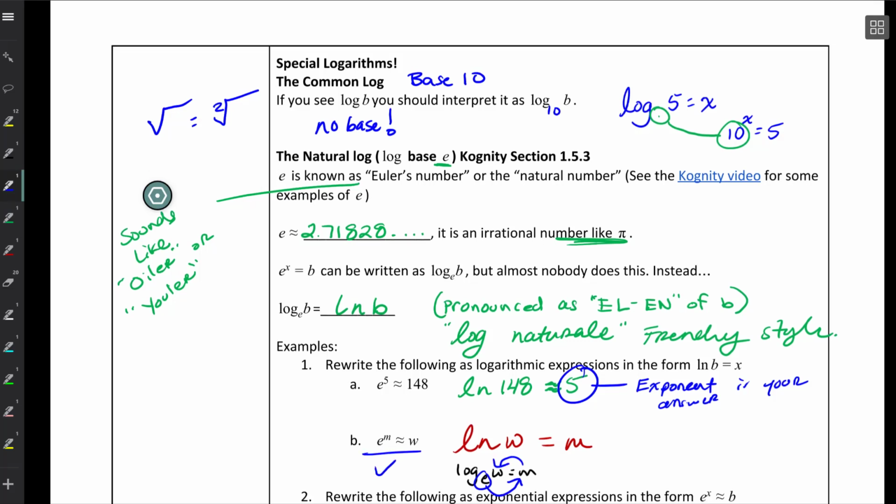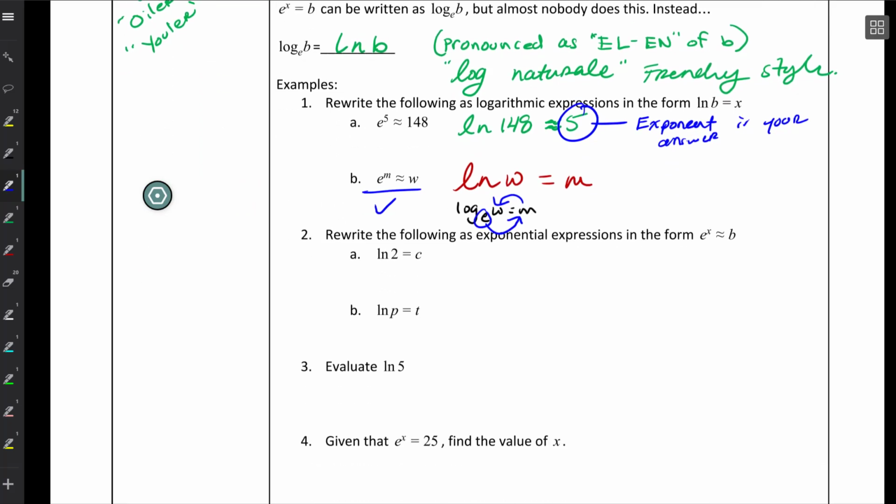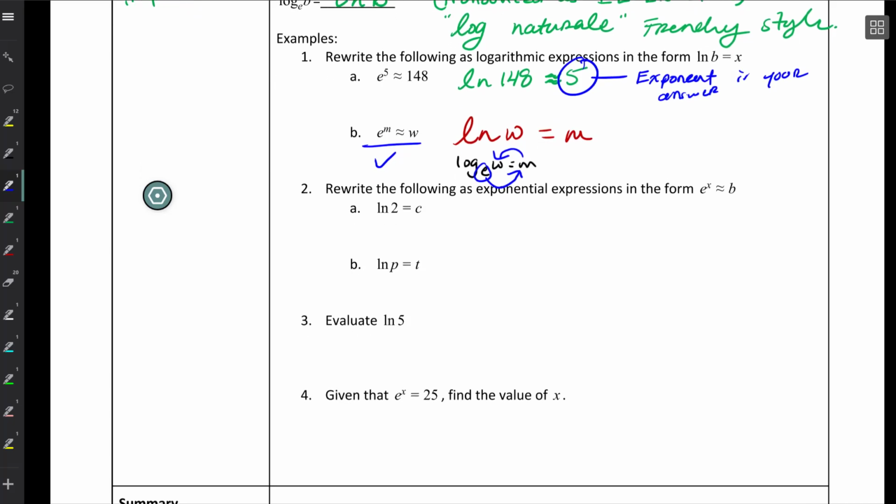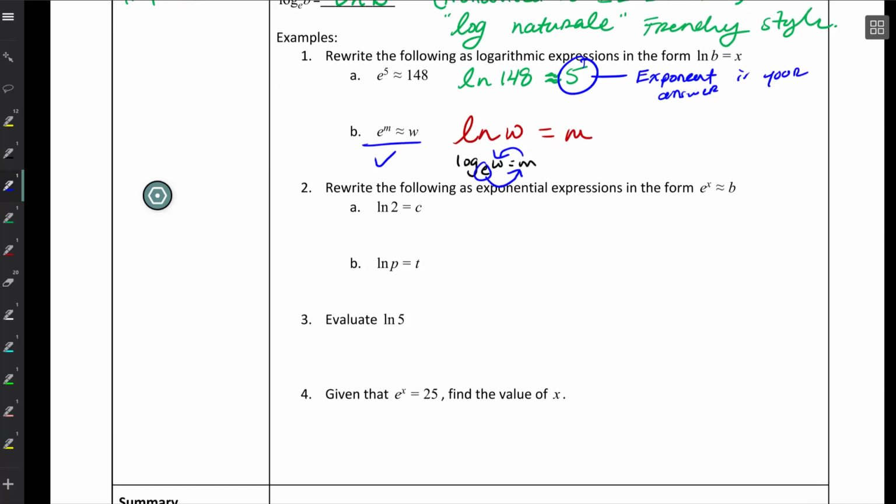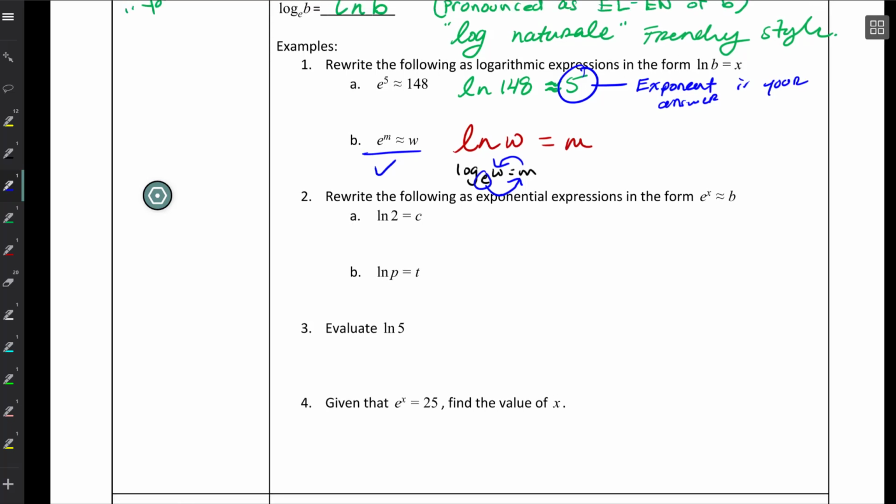Okay, now let's go in the other direction, and then I'll ask you to answer these last few remaining questions. Rewrite the following as exponential expressions in the form e to the x is approximately b. Well, again, we know that the base is e. e to the c equals 2.